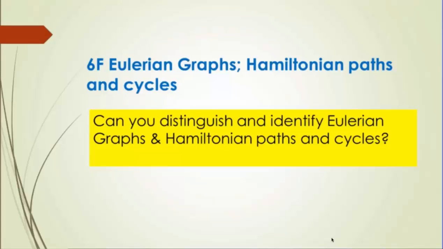In this exercise, we're going to be introduced to Eulerian graphs named after Euler. Remember him? The bridge man. Hamiltonian paths. Now, Hamilton was a Scottish mathematician who had a different take on the whole business of networks and graphs. So there's your learning intention, and you distinguish and identify those two features of graphs and networks.